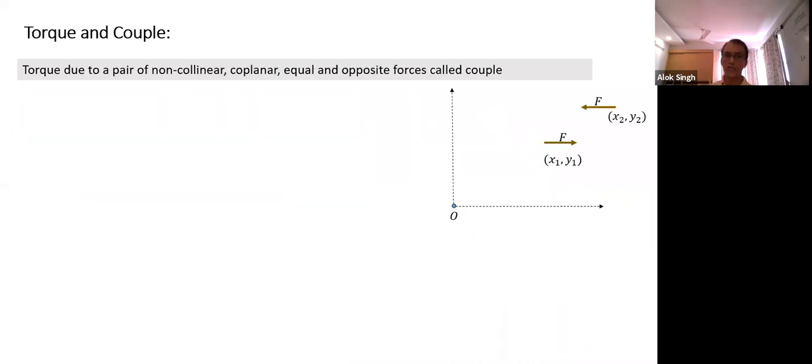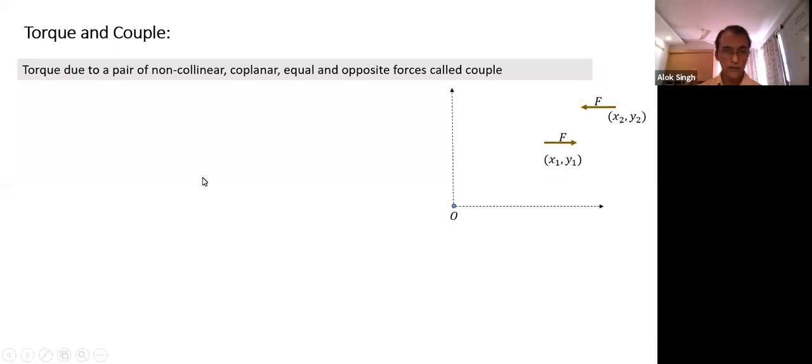Now we come to a special kind of forces. Those forces are called a couple. Torque due to a pair of, what is a couple? Non-collinear forces, they are not acting along the same line, but coplanar, equal and opposite forces are called a couple. So you see two forces here. One is acting in the positive X direction, the other is acting along the negative X direction. This is acting at a point X1, Y1. This is acting at a point of action X2, Y2. They form a couple because they are equal and opposite in direction, and they are not collinear.